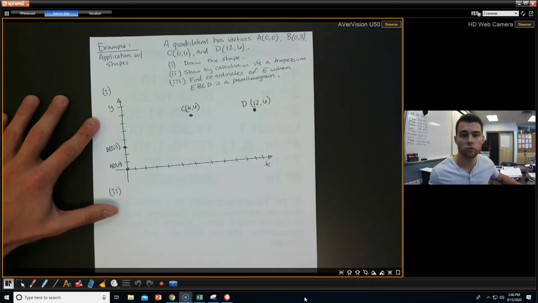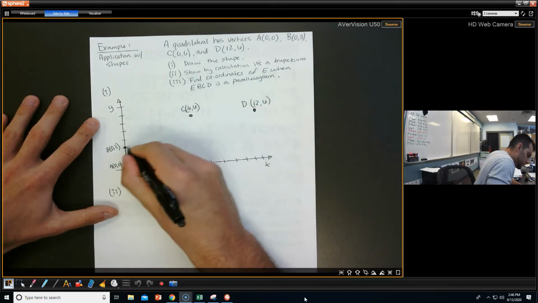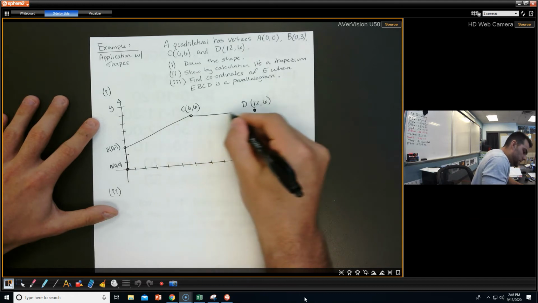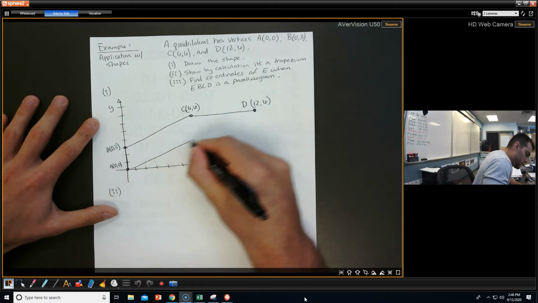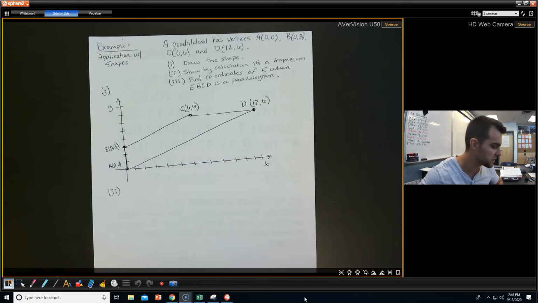Sweet, and then to draw the shape, we actually just have to connect the vertices to make it look like a shape. There we go. There's our trapezium, it's looking like, okay?